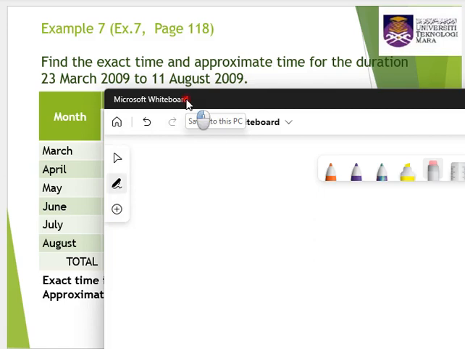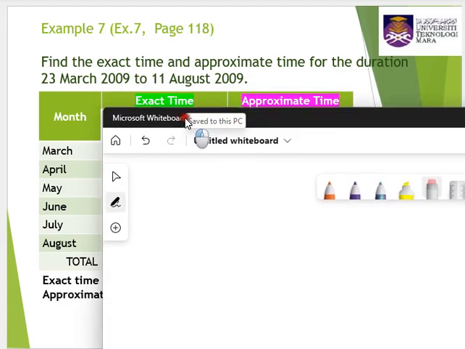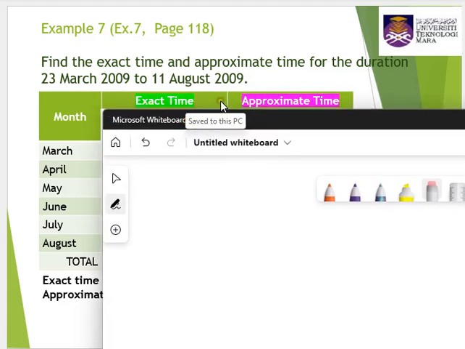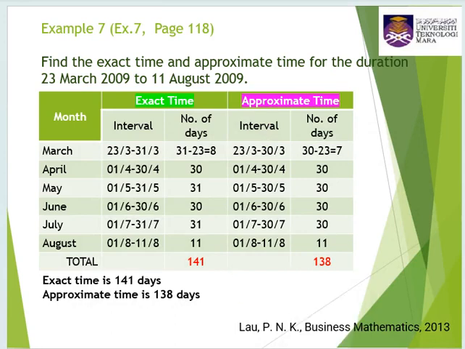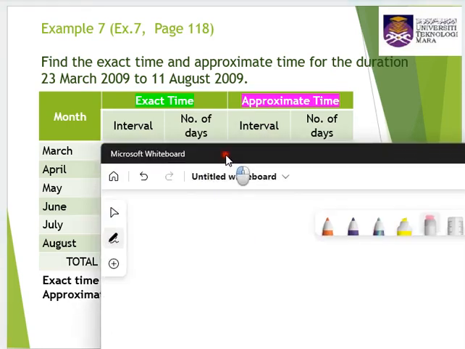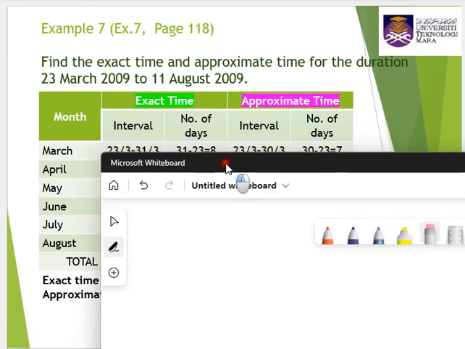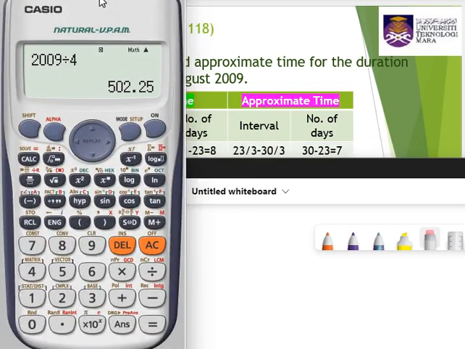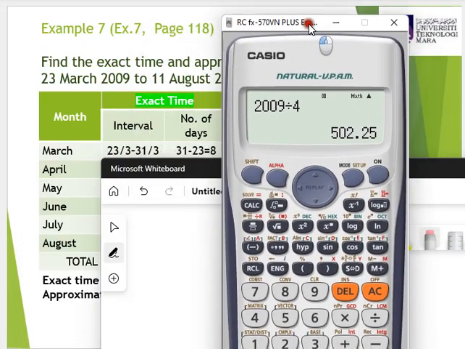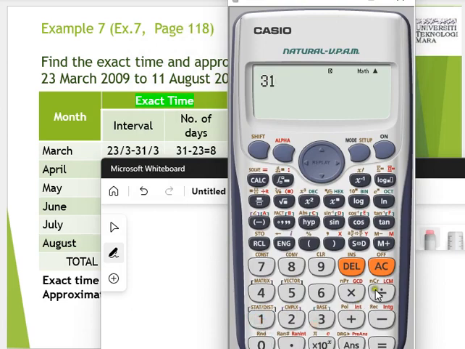For March, how do you calculate then? From here we have a table where you can see either the exact time or the approximate time, so you can see clearly by having the comparison. So, the interval: March 23rd to 31st, you have 8 days. How do you know it's 8 days? You just take 31 and subtract 23, so you have 8 days on March.